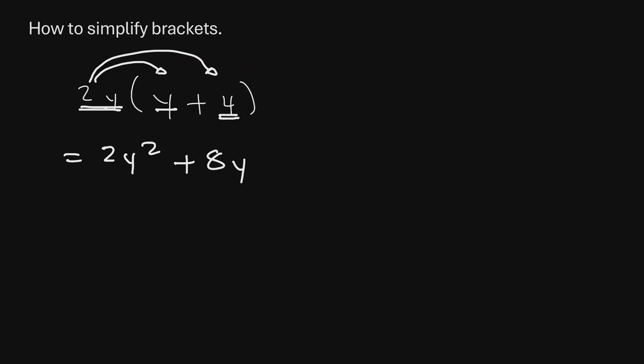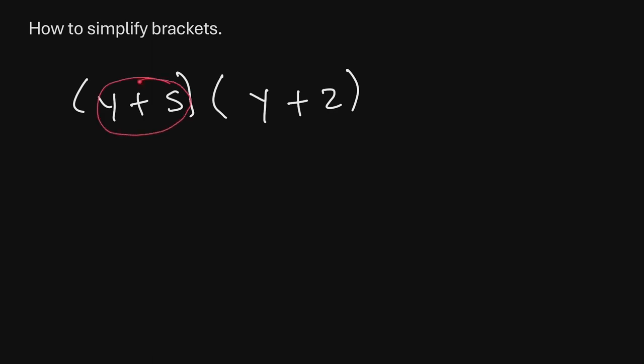Now, how would you simplify two binomials? If we have y plus 5 multiplying with y plus 2, the very same principle applies: everything in this bracket will multiply with everything in the other bracket. So y will first multiply with y, and then with 2. After that, 5 will multiply with y, and then 5 will multiply with 2.